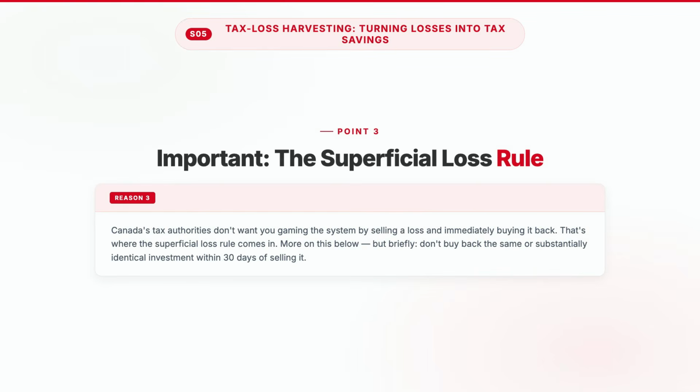Canada's tax authorities don't want you gaming the system by selling a loss and immediately buying it back. That's where the superficial loss rule comes in.